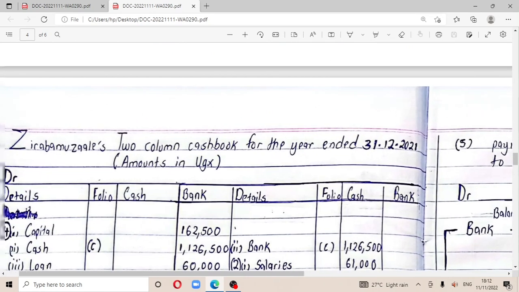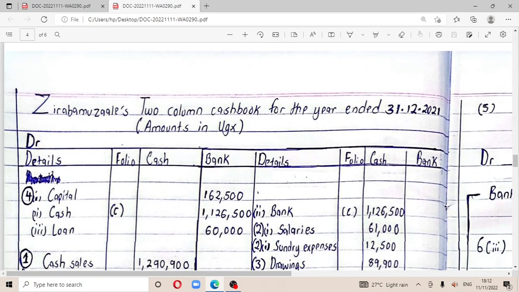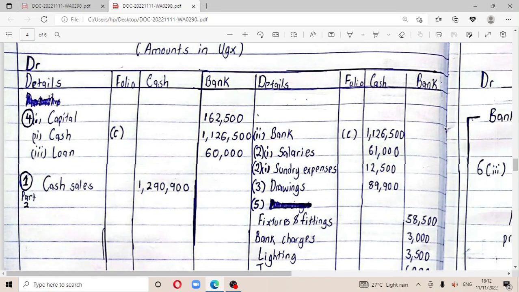providing you viewed my previous videos, step 2, I'll give it a suitable title, Zira's 2-column cash book for the year ended. And then I have my debit and credit. I have my details, folio, cash, bank, details, folio, cash, bank. So you can see note number 4, which talks about the capital.